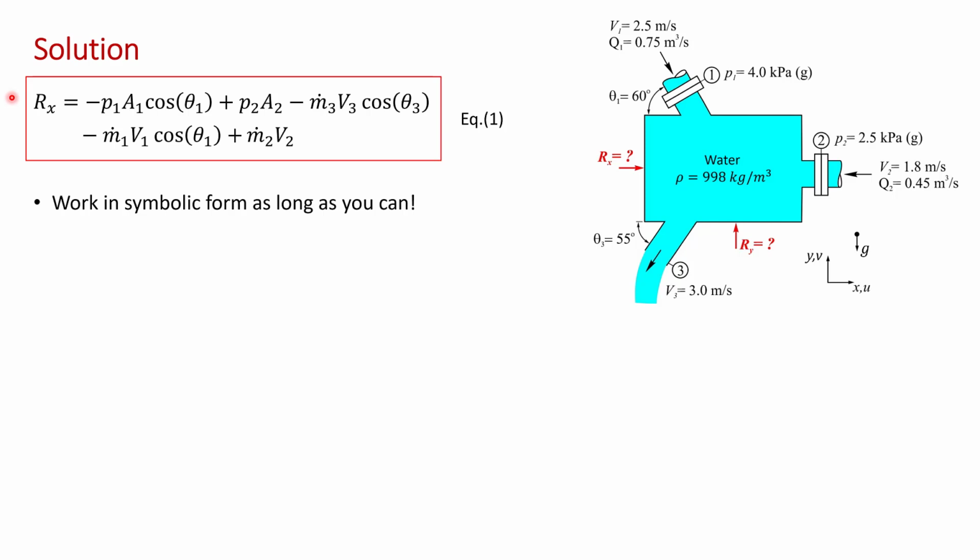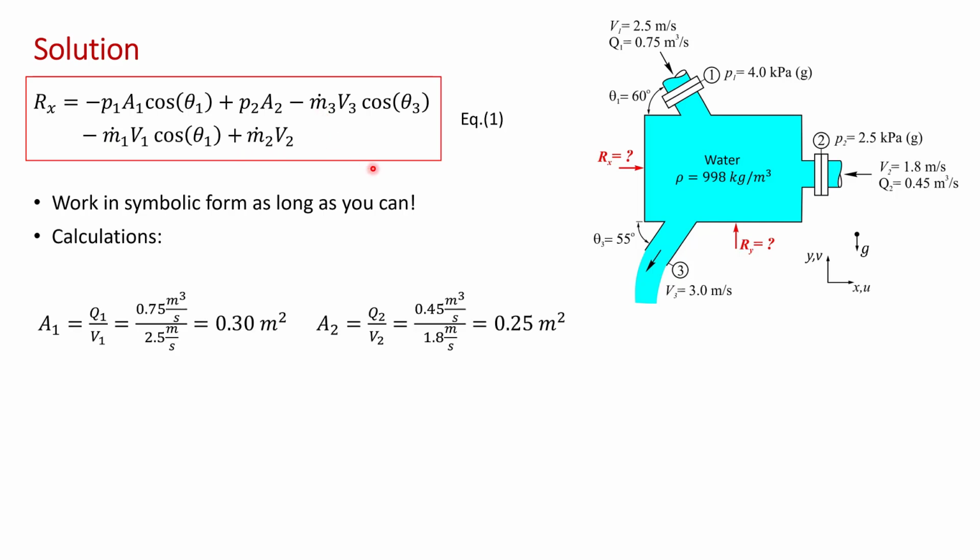So once again, I've rewritten the equation that we just derived for the X reaction force. What we need to do now in order to substitute all the values, there's still a few variables we don't know. We don't know A1, we don't know A2, and we don't know the three mass flow rates, m dot 1, m dot 2, and m dot 3. But you'll see that these can be calculated fairly easily. Noting that Q equals VA, so the volume flow rate is the area times the velocity, we can get the area at 1 is Q1 divided by V1.